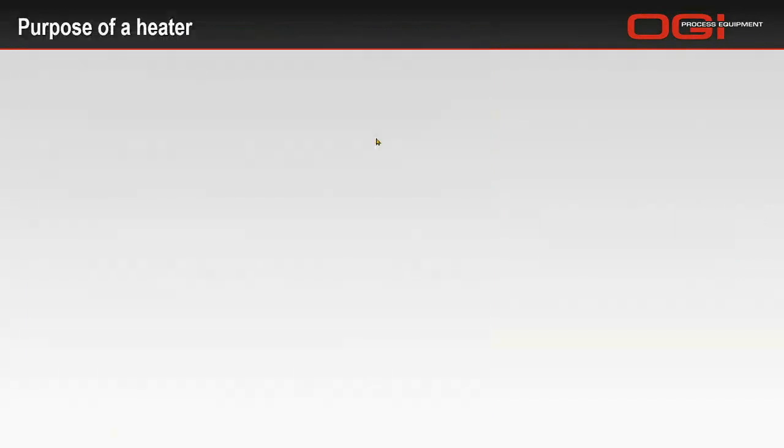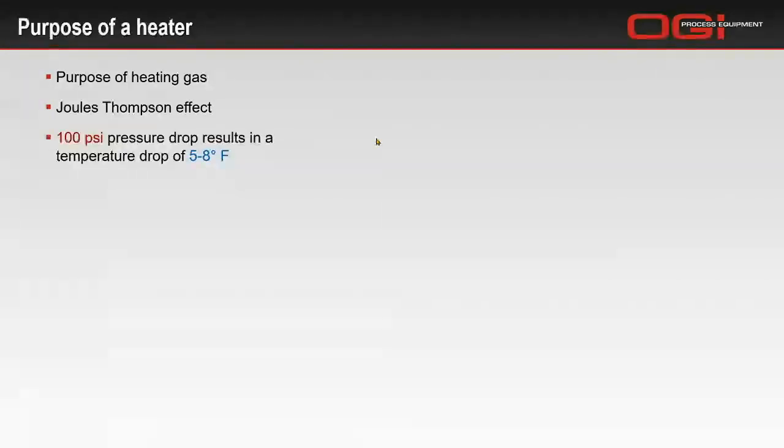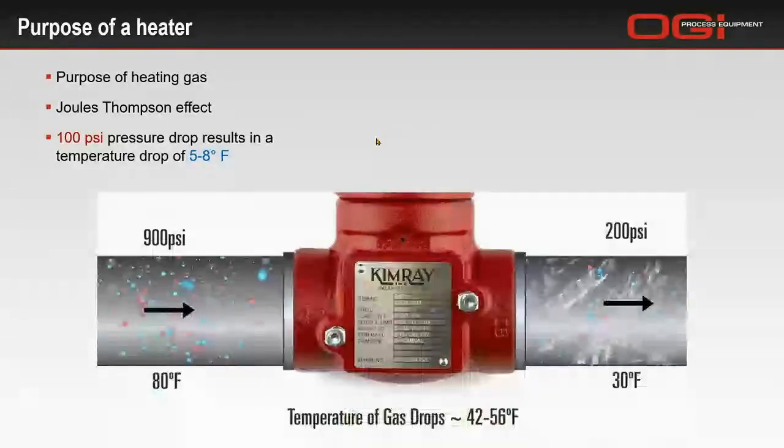So now let's talk about what is the purpose of a heater. And so obviously it's to heat gas, but why are we heating gas? And essentially it's to overcome the JT effect, which states that for every 100 psi pressure drop, your temperature will decrease anywhere between 5 to 8 degrees. So with this diagram that I borrowed from Kimra, you've got 900 psi gas going over a control valve down to 200, and you can see it's going to start to fall below freezing temperatures and could freeze up.